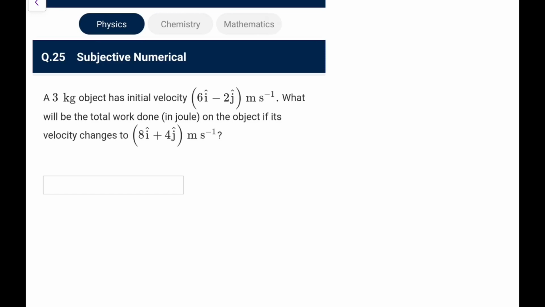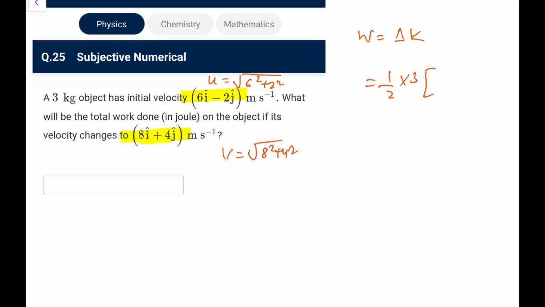A 3 kg object has an initial velocity given, what would be the total work done if the velocity changes? We know work done is equal to delta K, nothing else. So initial velocity u is under root 6 square plus 2 square, final velocity is under root 8 square plus 4 square. So it is half m, m is 3, v square would be 8 square plus 4 square, 64 plus 16 is 80, 36 plus 4 is 40, so it is 40 into 3 by 2, 20 into 3, that is 60 joule is what you can say is the net work done, and this completes our paper. Thanks for watching.